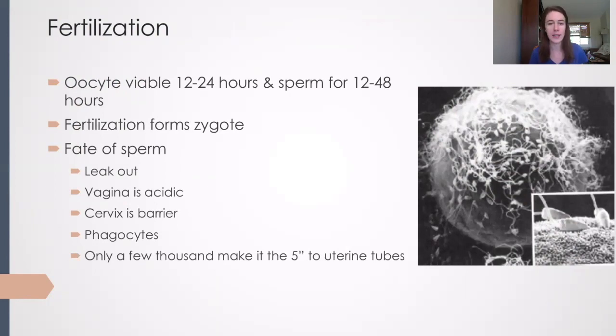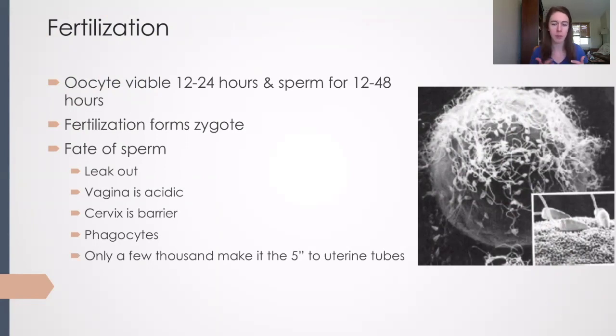So they can leak out immediately after sex. They can be destroyed by the acidic environment of the vagina. They can fail to pass through the cervix, even though the semen contains some enzymes to help loosen that barrier. And then in the uterus, there are going to be a lot of phagocytes present that, if they come across the sperm, will destroy them. And so only a few thousand actually make it into the uterine tube. You maybe have a couple thousand that actually get to the egg.